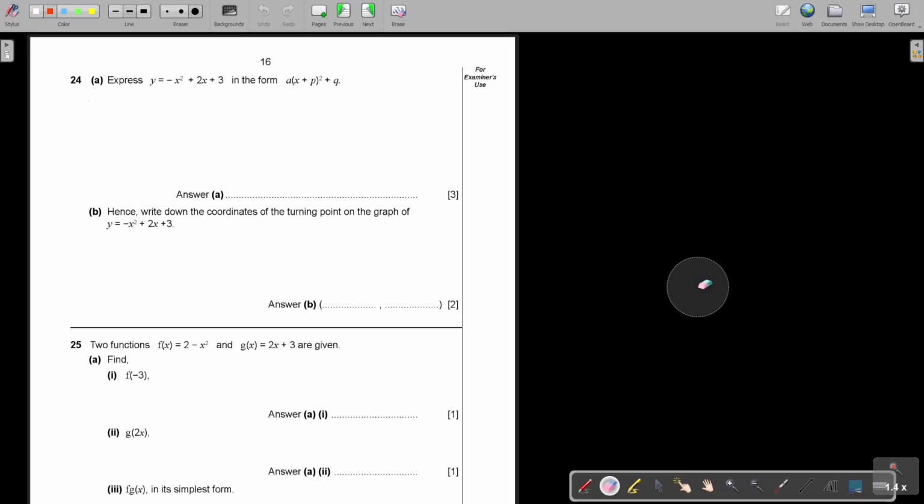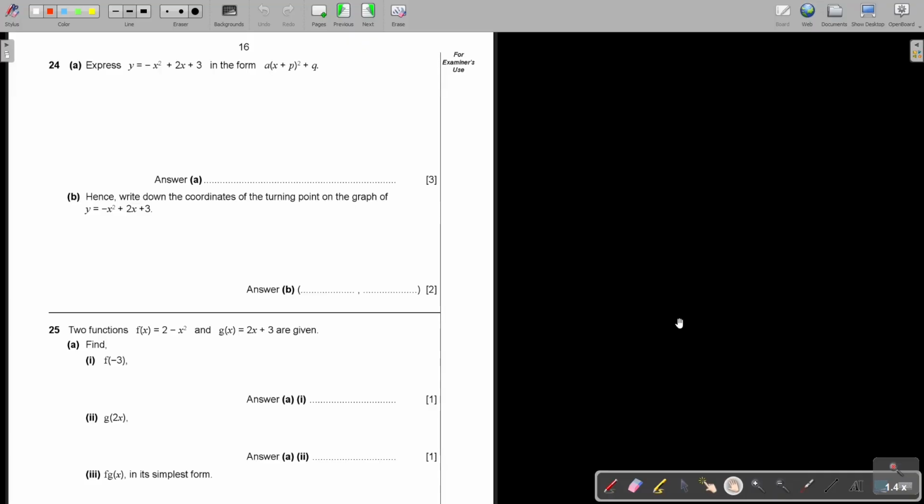Mathematics, Ordinary Level, Paper 2, 2024, Part 5. Question number 24. Express y equals negative x squared plus 2x plus 3 in the form a(x + b)² + q.